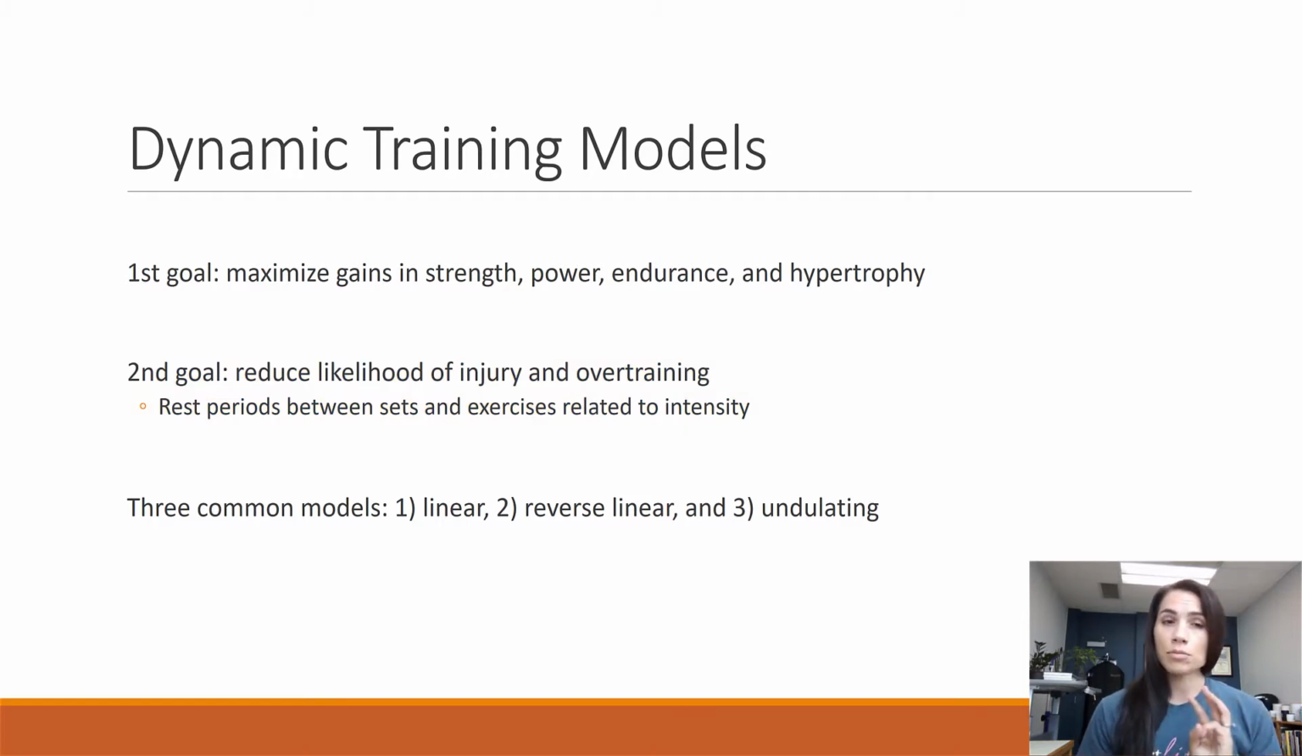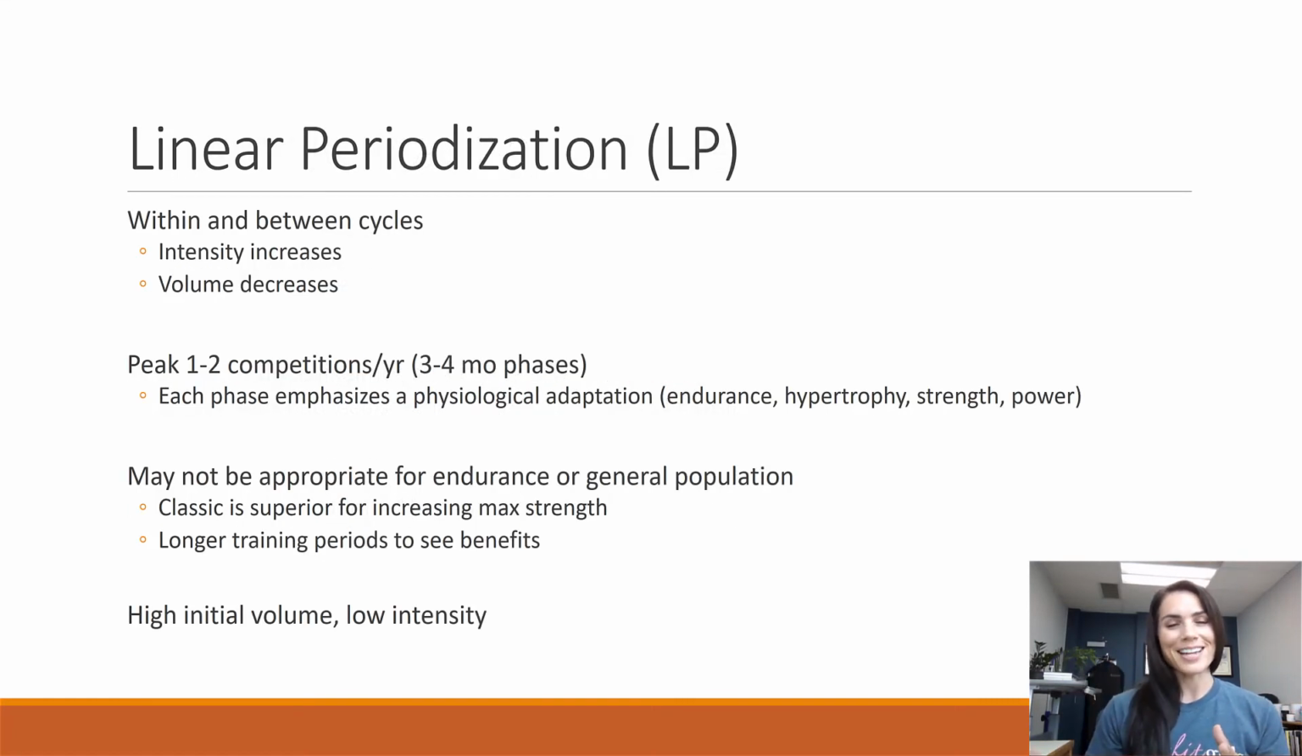And this is important to know, there are 3 common periodization models. There's linear, reverse linear, and undulated. So to be clear, linear, reverse linear, and undulated. So we are going to pause right now. The next lecture is actually going to dive into all 3 of those in a little bit more detail.